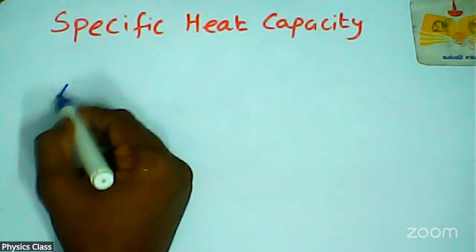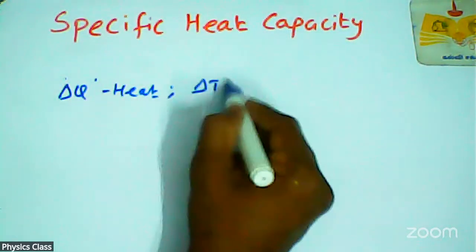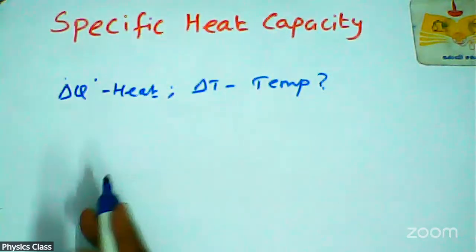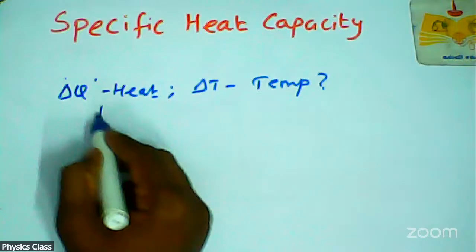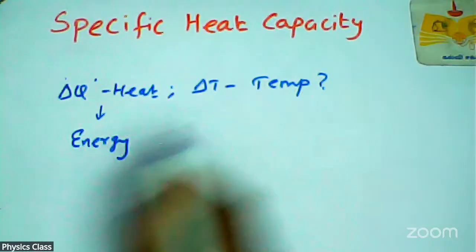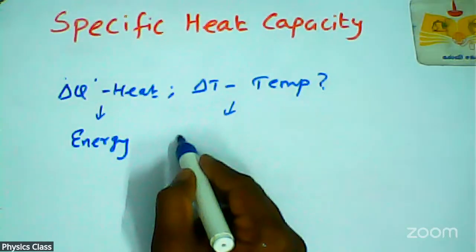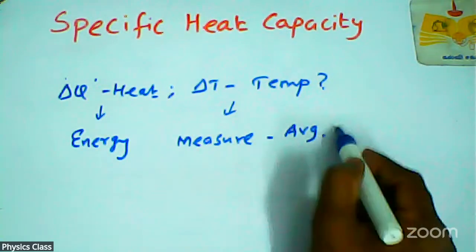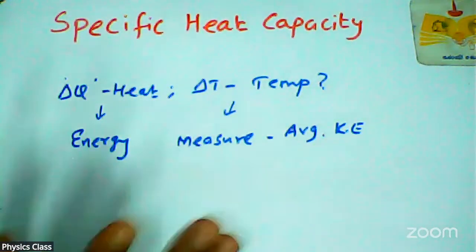Already you know that del Q means heat, del T means temperature. So what is the difference between heat and temperature? Heat is energy transferred. Temperature is a measure of the average kinetic energy of the particles. They are related but not the same.